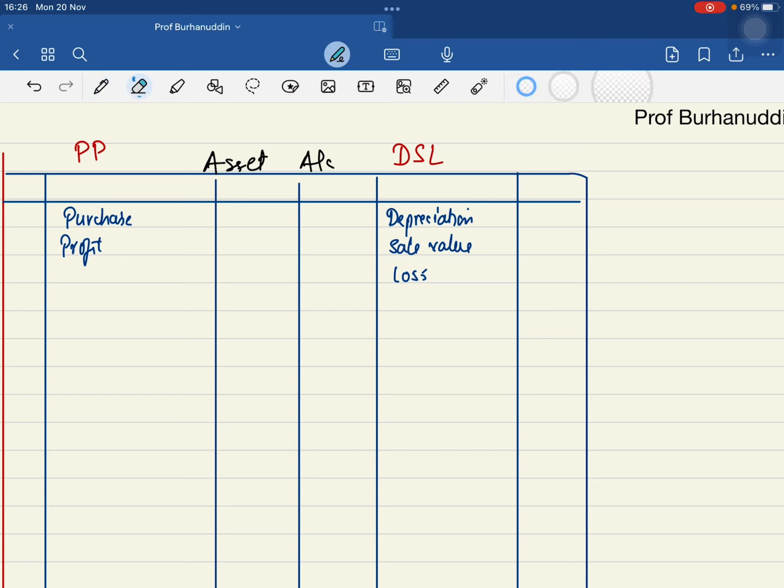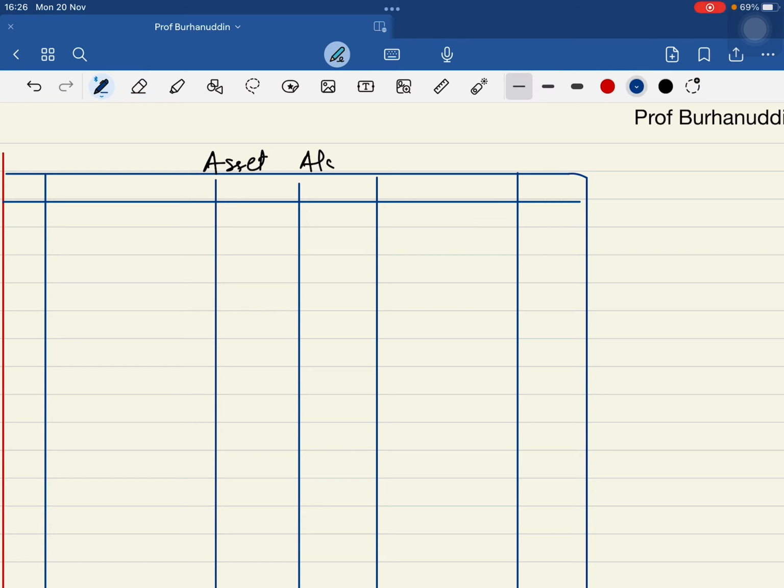But in depreciation we will be recording only the depreciation account. You will not be recording profit ना. You will not be recording selling price ना. Debit में तो debit का आएगा. So here, my shortcut, my statement, what I am asking you to remember is DSL PP.